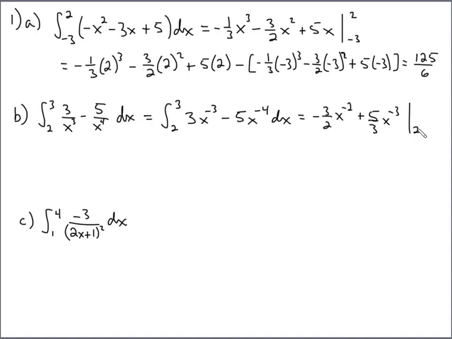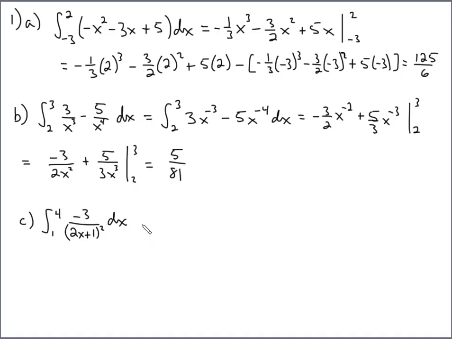Evaluating this between 2 and 3. And if you like, you can change this back to having positive exponents. So we would get minus 3/2 x squared plus 5/3 x to the third power. Evaluating that between 2 and 3. However you want to do it, at the end of all this, you should get 5/81. That's plugging in 3 here and here, plugging in 2 there and there, subtracting the two answers that you get, and once you simplify that, you should get that.